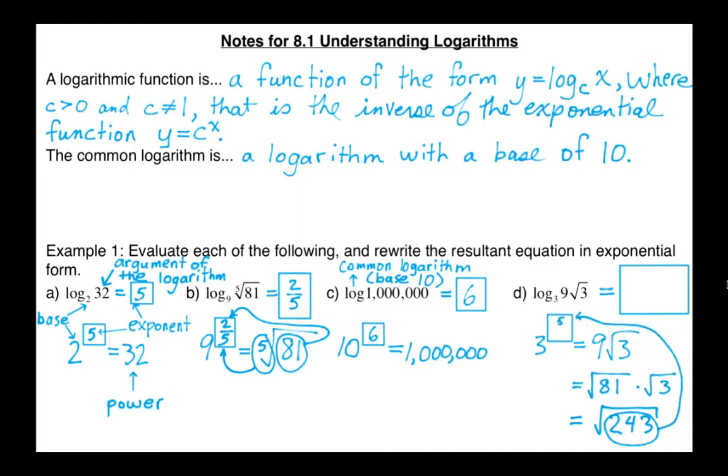Now 243 is 3 to the 5. And the square root means that the exponent is over 2. So the answer is 5 over 2. Or if you like, you can write that answer as a mixed number. You could also write it as a decimal, 2.5. That would still be exact. In any case, let's move on.